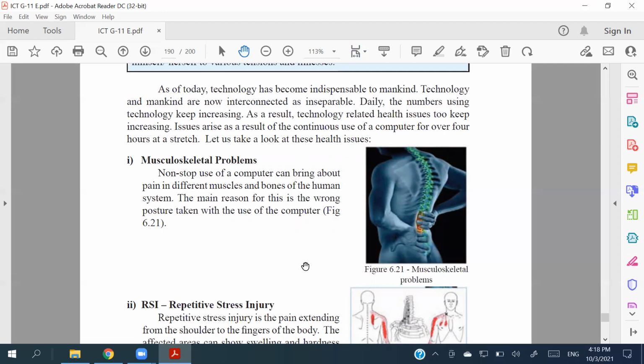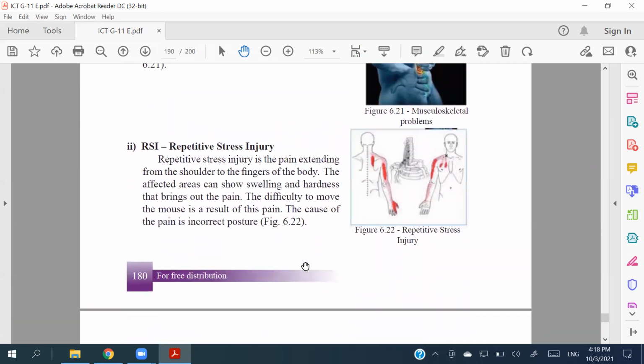So then it cannot bear the weight of other organs and the other particular parts of your body. So it tends to crack, and you will feel the pain at the back, right? And RSI, repetitive stress injury.